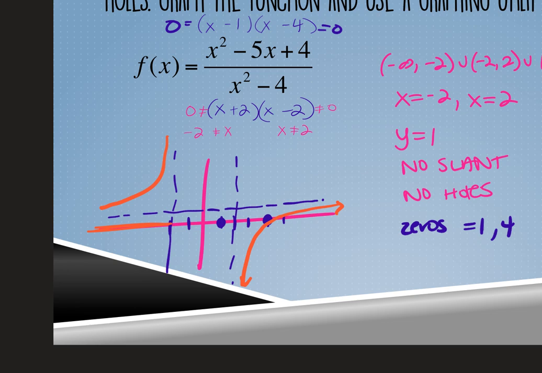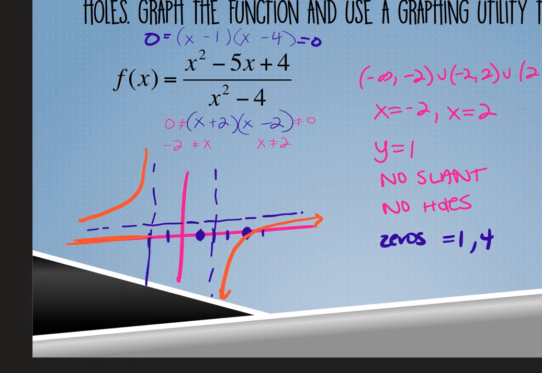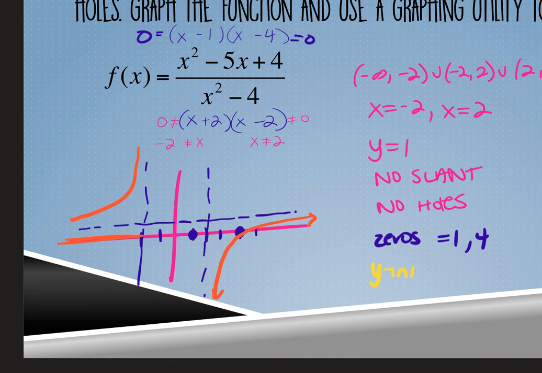Now I want to establish more of a shape in there in the middle, so another way to do it is find your y-intercept. So my y-intercept, I plug 0 in everywhere there's an x, and I get 4 over negative 4, which is negative 1. So (0, negative 1) is the y-intercept. Now I think my shape is going to be cubic in the middle, but if I want to be sure, I'm going to plug in negative 1.